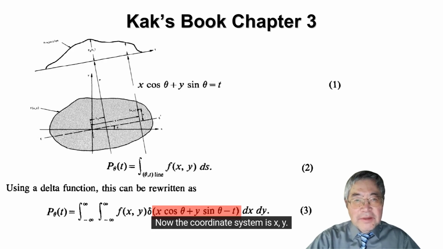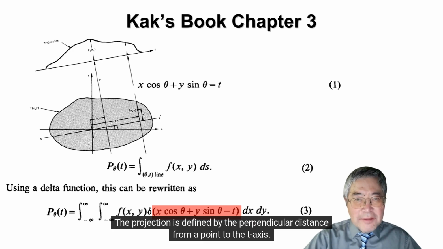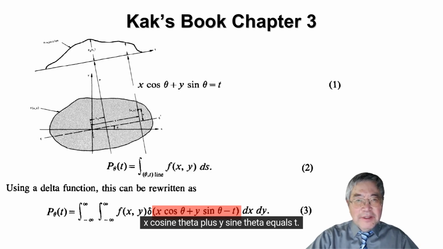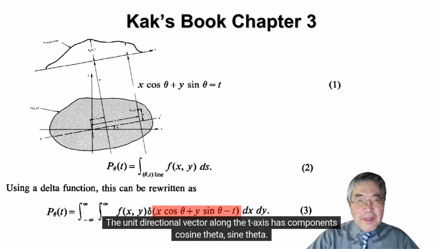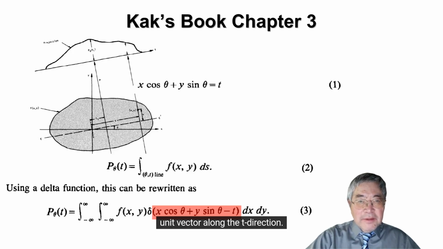Now the coordinate system is xy. Draw a line making an angle theta. Call this line the t-axis. The projection is defined by the perpendicular distance from a point to the t-axis. The line through the origin at that distance is t. It can be expressed as x cosine theta plus y sine theta equals t. The unit directional vector along the t-axis has components cosine theta, sine theta. They didn't draw it, but you can think of cosine theta and sine theta as the 2 components of the unit vector along the t direction.